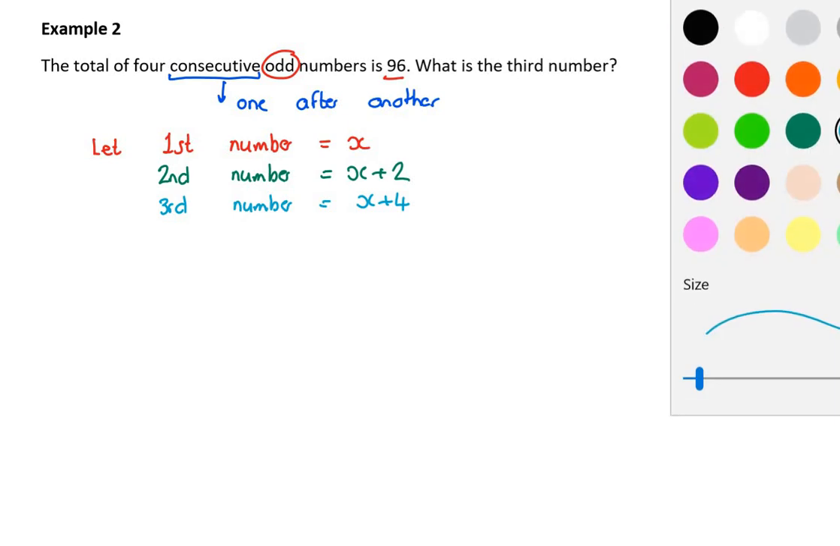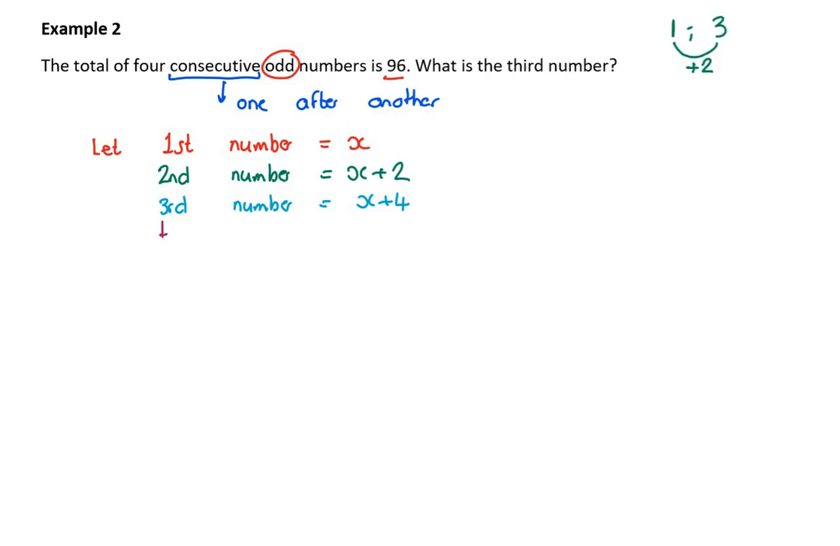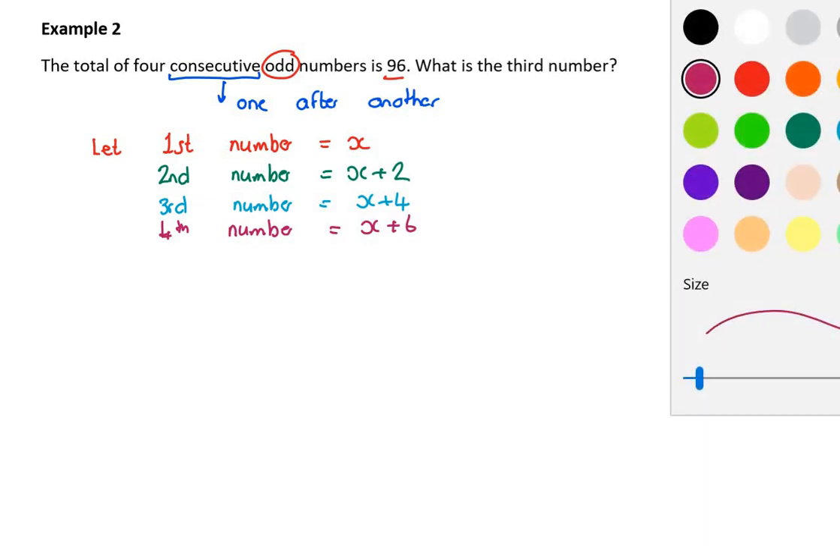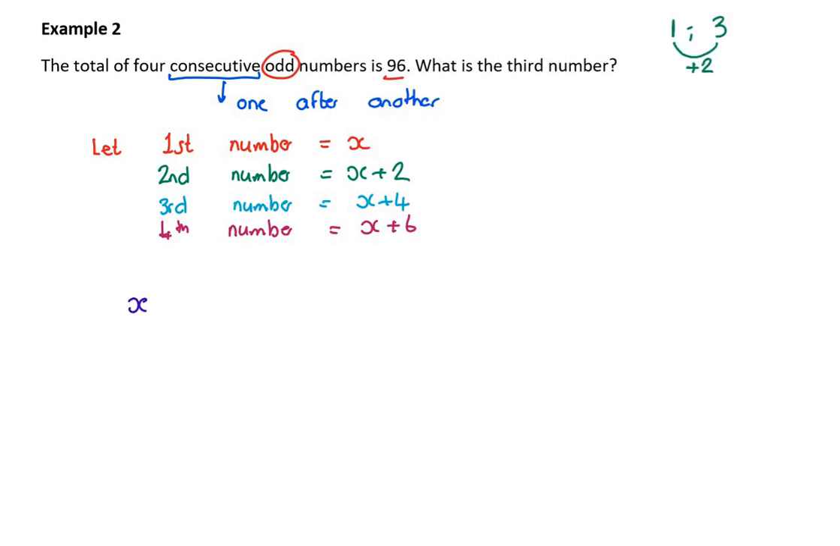And our last number, our fourth number, will be x plus 6. Now that's the hard part, because now the question just says the total equals 96. So if I add them together, if I take x plus 2 plus x plus 4 plus x plus 6, I get 96. So if I do my simplifying, I get 4x plus 12 equals 96.